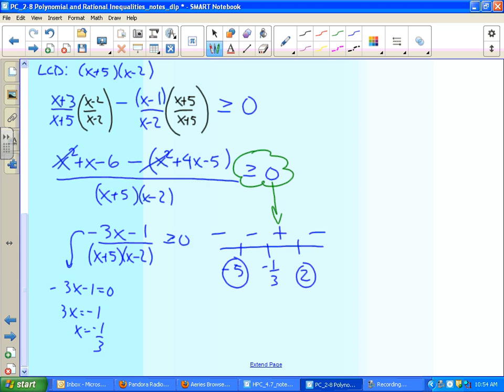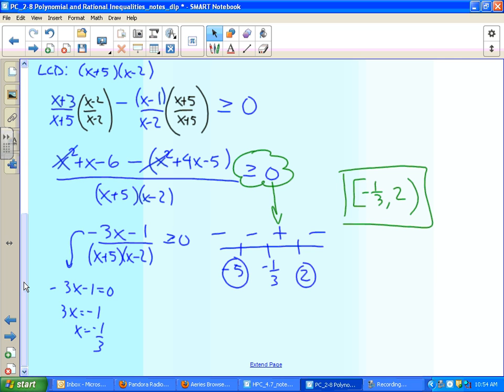And I want to find all of the positive values. That means I'm looking at that interval right there between negative 1/3 and 2. Negative 1/3 I can include. 2 I cannot because it is an asymptote. So that would be in my set of numbers.